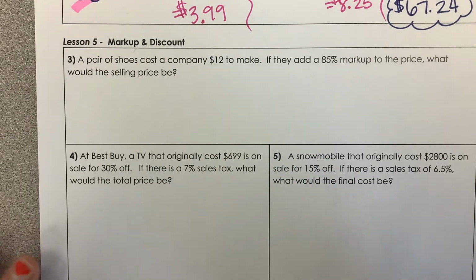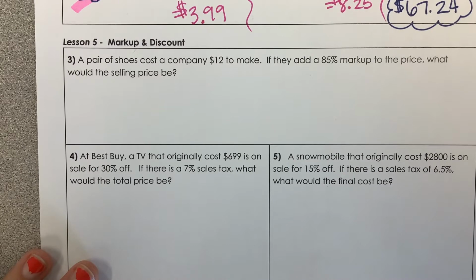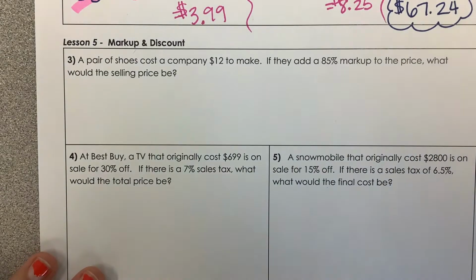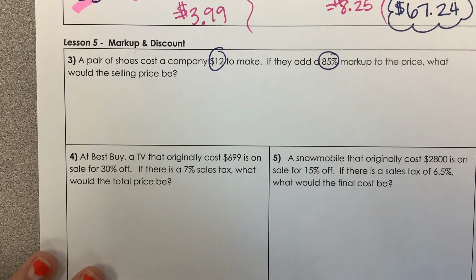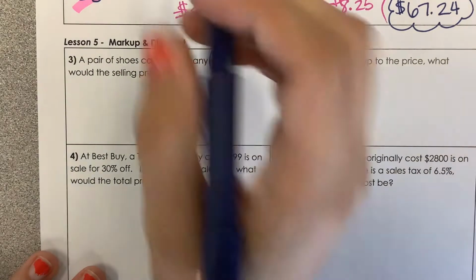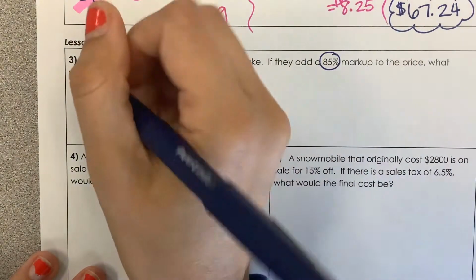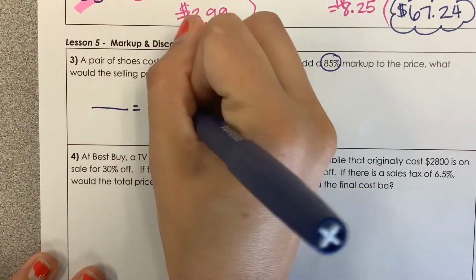All right, markup and discount. So a pair of shoes costs a company $12 to make. If they add an 85% markup to the price, what would the selling price be? So cost them $12 to make. They're adding an 85% markup to the price. What would the selling price be? So let's figure out what 85% is of 12.